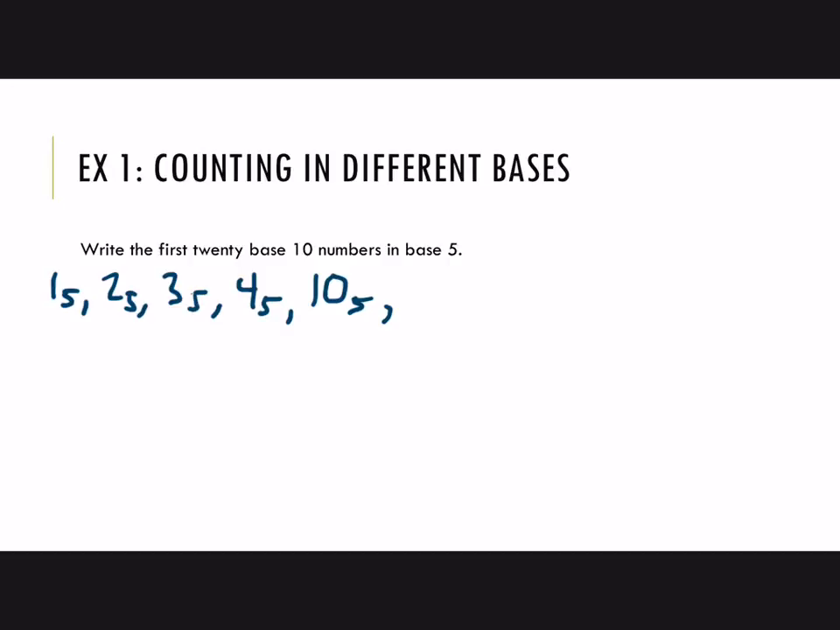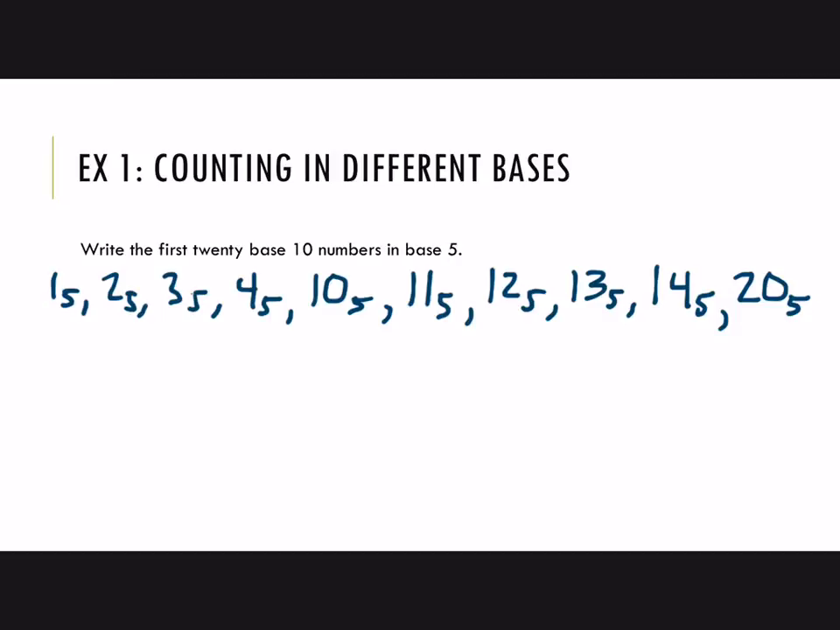Next is the number 6, and that's one group of 5 and 1 one left over. 7 is a group of 5 and 2 ones. 8 is a group of 5 and 3 ones. 9 is a group of 5 and 4 ones. And then 10 is 2 groups of 5 and 0 ones.